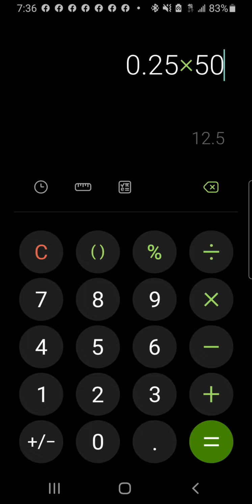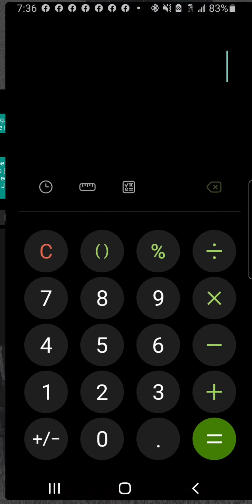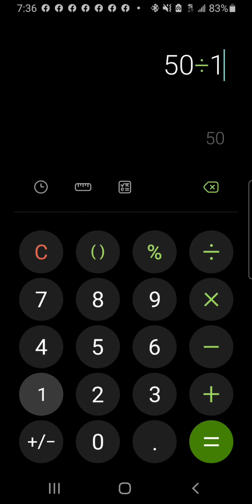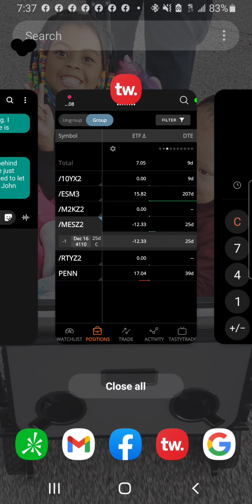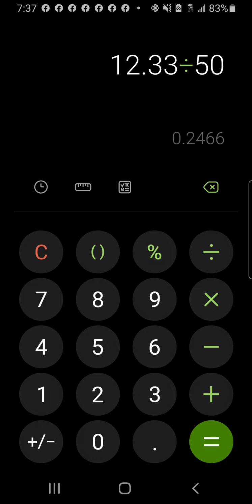Boom, 0.25 times 50. So we know that 0.25 isn't quite the actual decimal. It's probably something a little bit smaller. If you need the actual number, you can just do 50 divided by 12.33. Whoops. We're doing it in reverse. It's 0.2466. Sorry, y'all. My brain wasn't working.